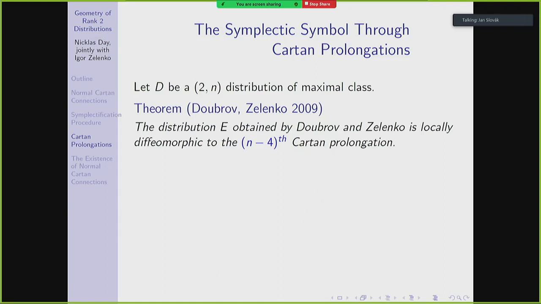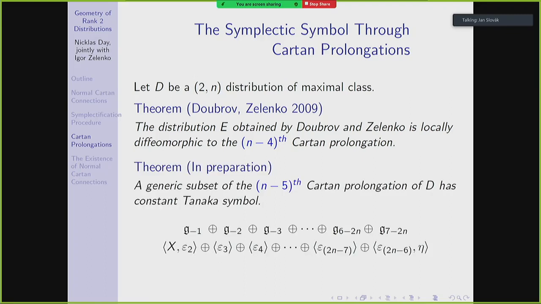So as I've been suggesting this whole time, the symplectification procedure is actually the result of n-4 Cartan prolongations. So we said the symplectification procedure gives a 2n-4 distribution, so n-4 Cartan prolongations is the right number, right? It's probably not clear why this is true at all. Well, maybe I'll refrain from commenting. But suffice it to say that this is locally true. The germ that you obtain by taking n-4 Cartan prolongations is exactly the same as the germ that you get when you apply the symplectification procedure.